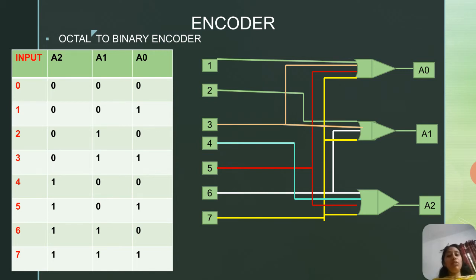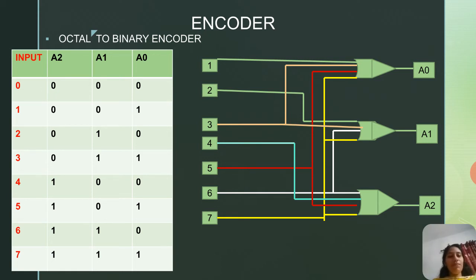Likewise, A2 is implemented. You connect A2 with 4, 5, 6, 7 to get a result of 1 at A2. You can see here, just consider the example of 7. If you give 7 as input, that is represented with a yellow line. It is connected to A2, A1 and A0 as well. So you will get the result triple 1, that is A0 is 1, A1 is 1, A2 is 1. If you give the input 7, you get 3 one bits at the output point.